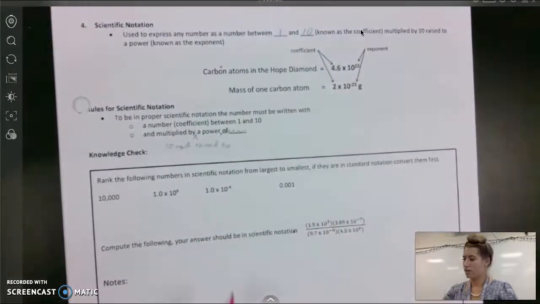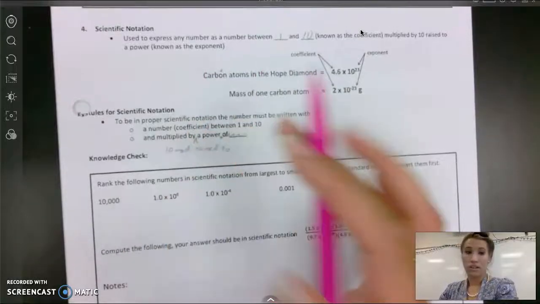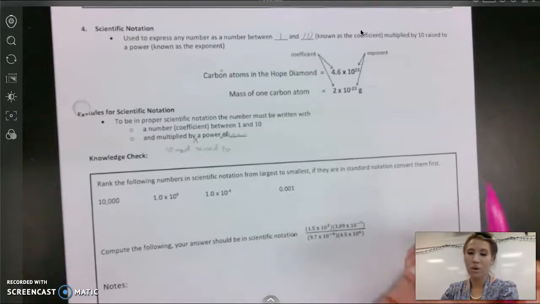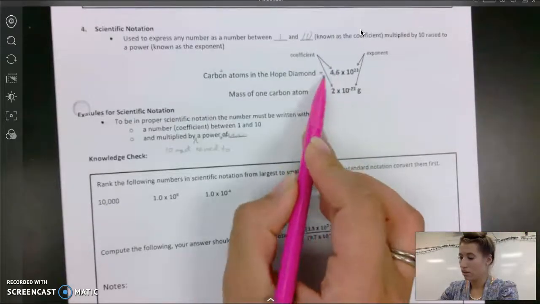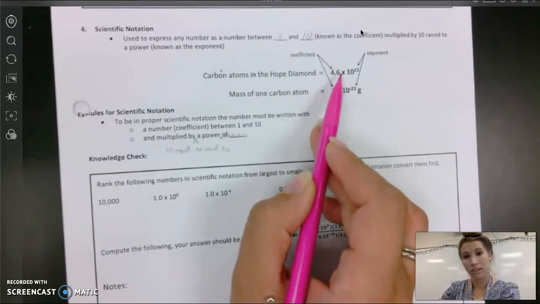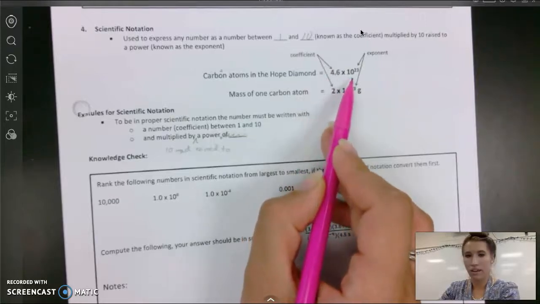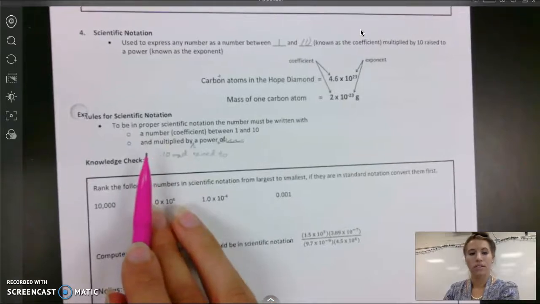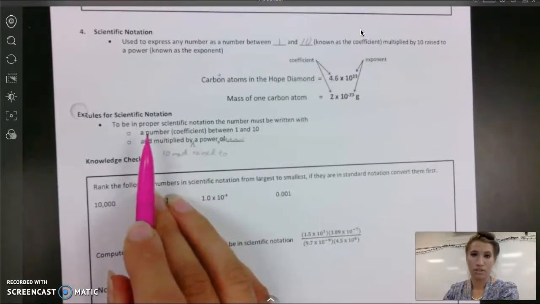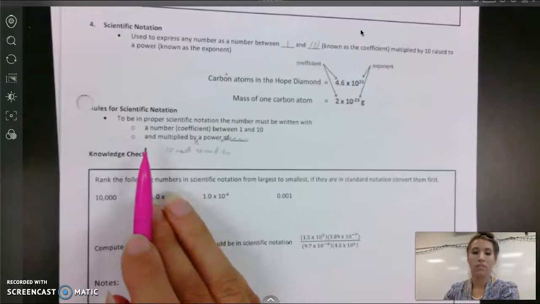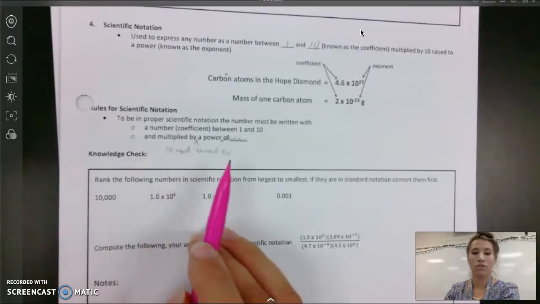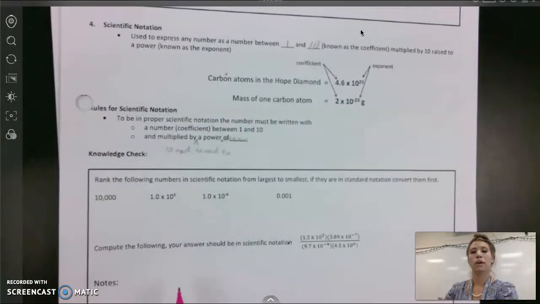Okay, so to use scientific notation, your coefficient has to be a value between 1 and 10. Okay, so our coefficient needs to be a value between 1 and 10, and then you're going to have times 10 to the power of something. So make a little change in your notes. A number, the coefficient, must be between 1 and 10, and it must be multiplied by 10 and raised to a power. Okay, so it's multiplied by 10, and that is raised to some power.